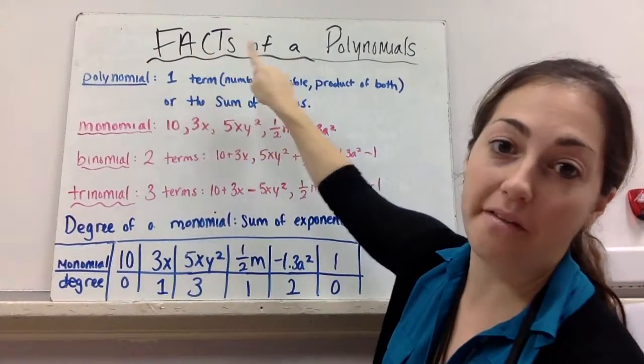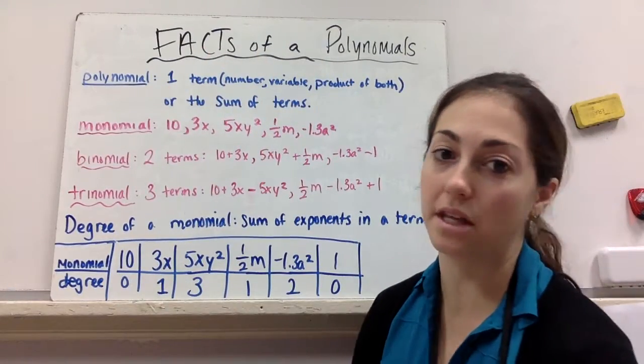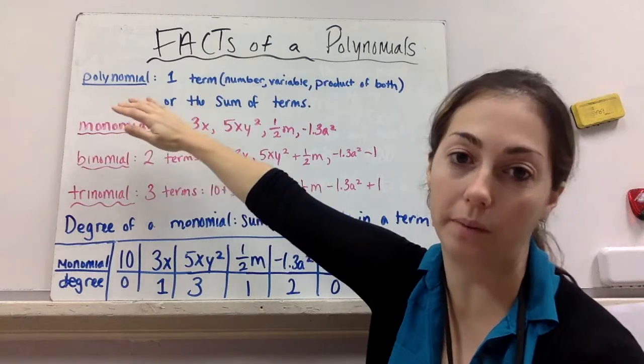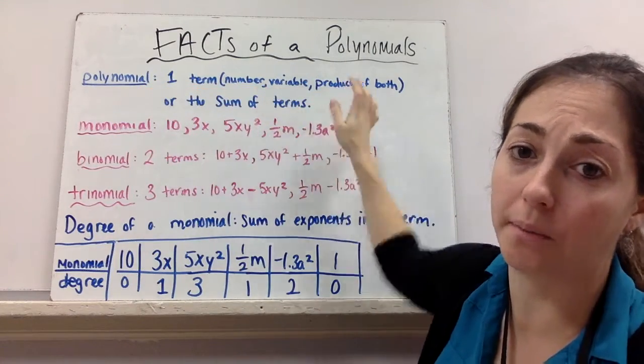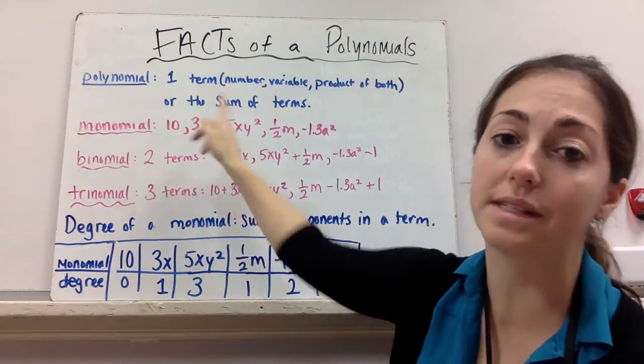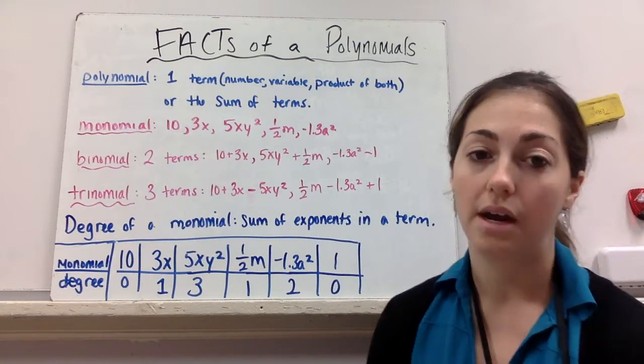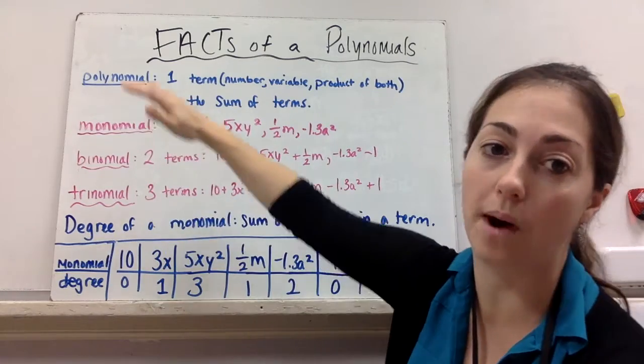Hey guys, we're talking about facts on polynomials. So the first thing is, what is a polynomial? It's one term, which is like a number, a variable, a product of both, or the sum of many terms. And so here's examples of what polynomials are.